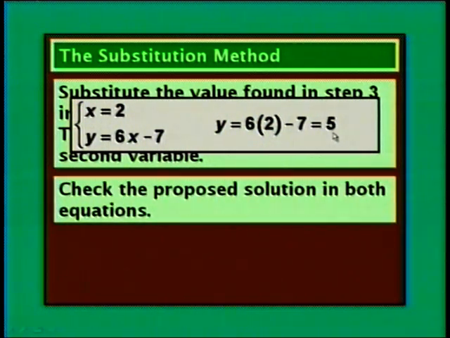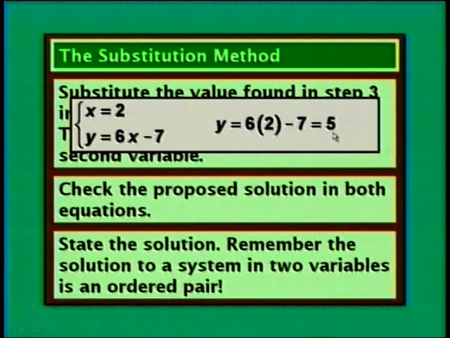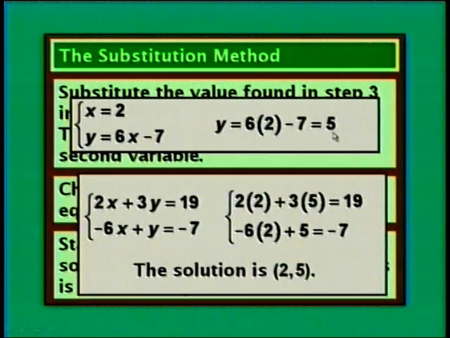We need to check the proposed solution in both equations and state the solution, remembering that the solution to a system in two variables is an ordered pair. So here I've gone ahead and taken my original system, I've replaced x with 2 and y with 5, and it sure is indeed the case that 2 times 2 plus 3 times 5 is 19, and -6 times 2 plus 5 is -7. So our solution checks, and we state our conclusion. The solution is the ordered pair (2, 5).